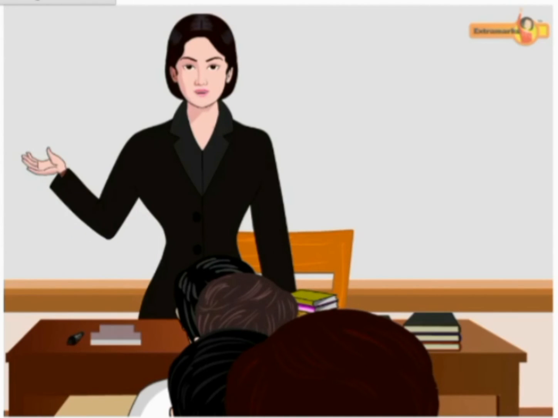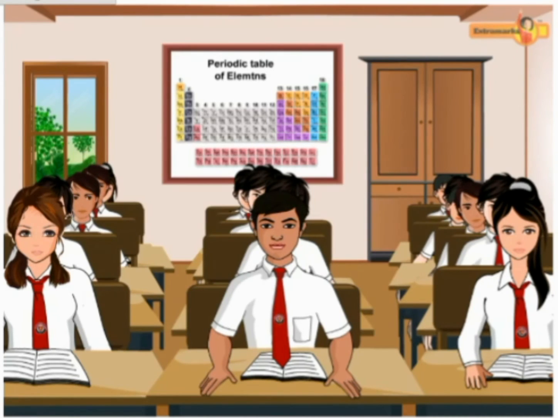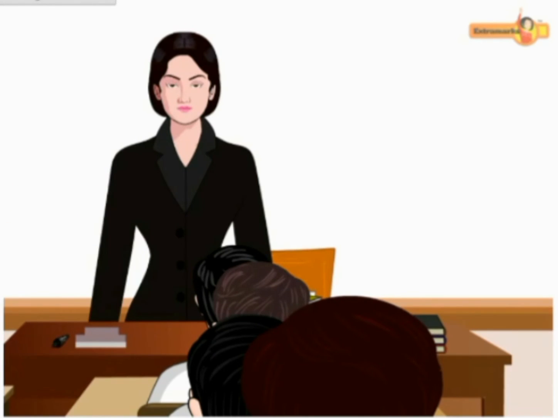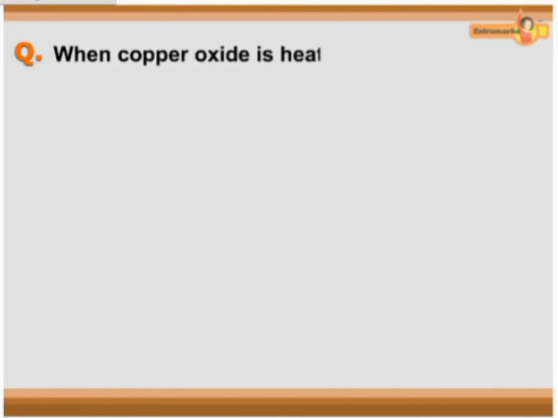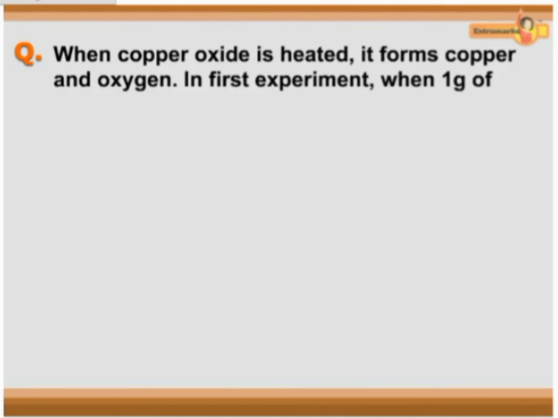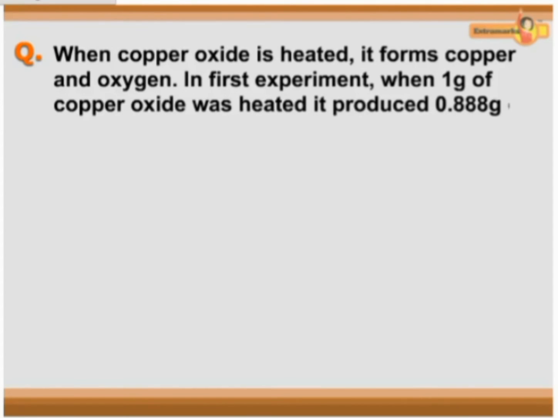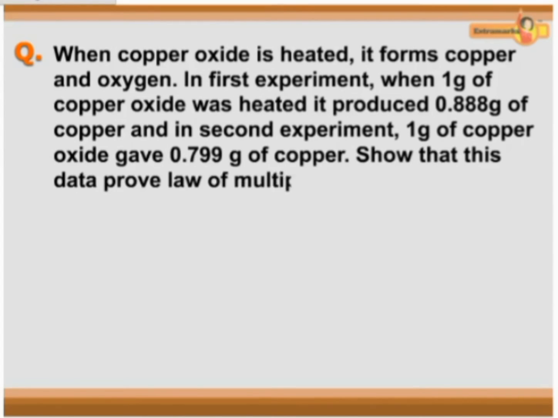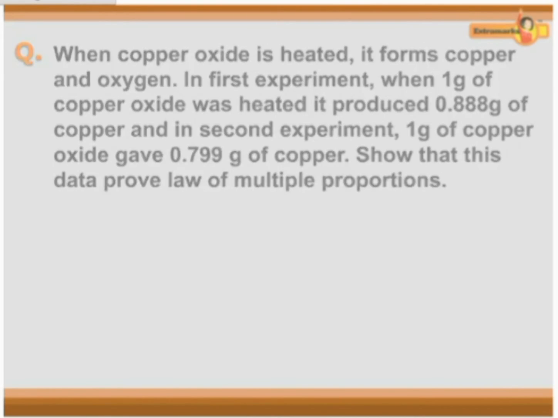So, have you all understood this law? Yes, ma'am. Good. Now let us solve a numerical based on this law. When copper oxide is heated, it forms copper and oxygen. In the first experiment, when 1 gram of copper oxide was heated, it produced 0.888 gram of copper, and in the second experiment, 1 gram of copper oxide gave 0.799 gram of copper. Show that this data proves the law of multiple proportions.